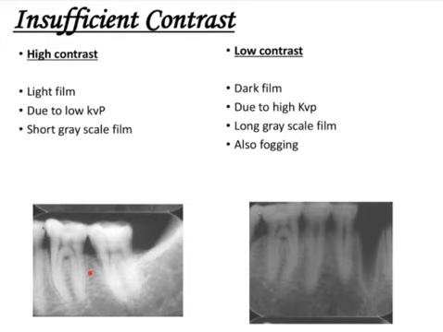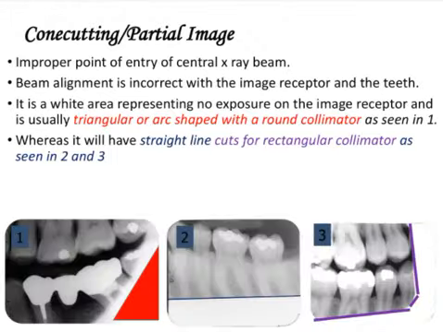In the case of a low contrast film, you are going to see that the white and the dark areas are less, and the shades of gray are more prominent. So you say that it's a long gray scale. It can occur in cases when the film is fogged. Due to high kVp also you can see such conditions, and the film will be dark. So these are the two types of contrast, high contrast and low contrast.